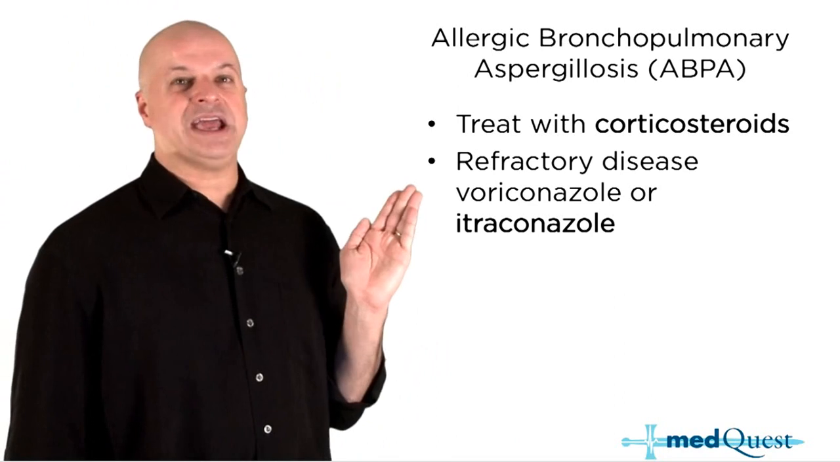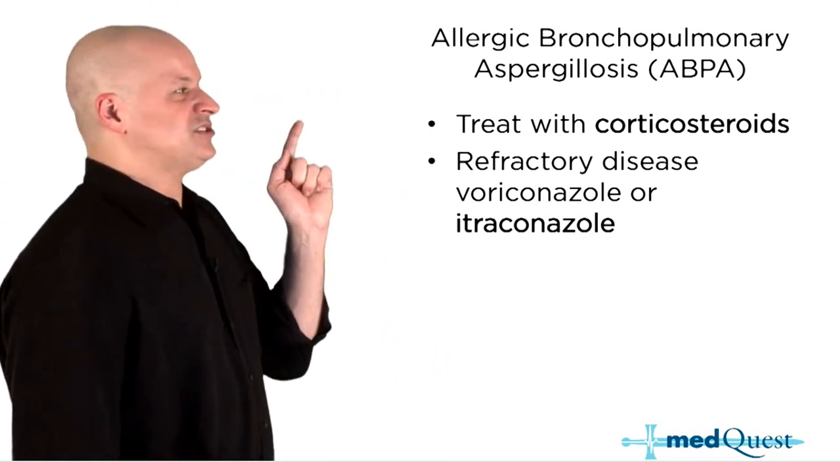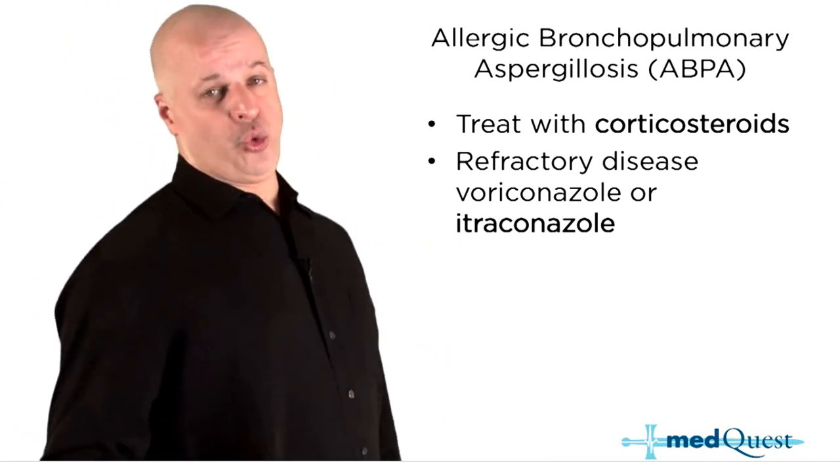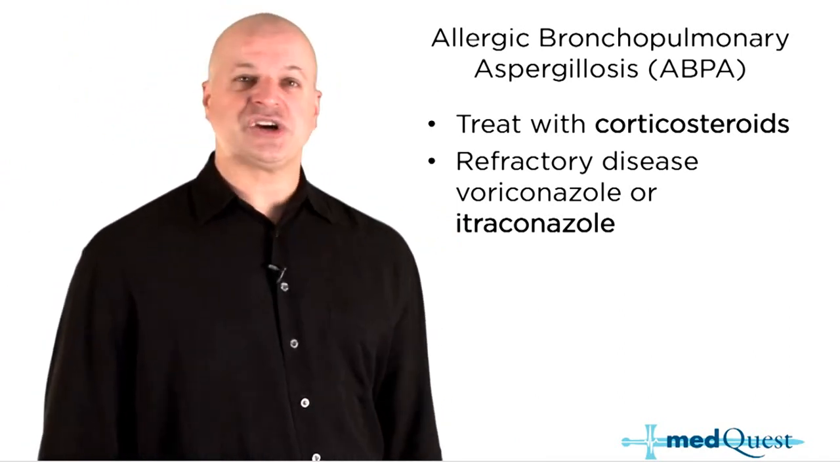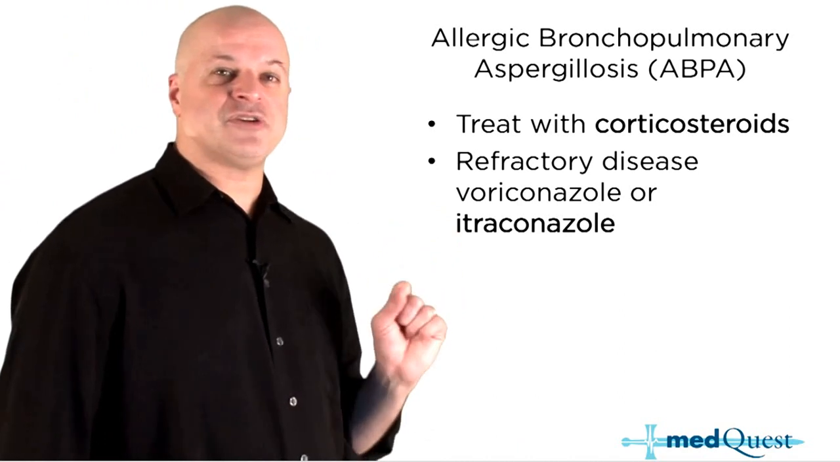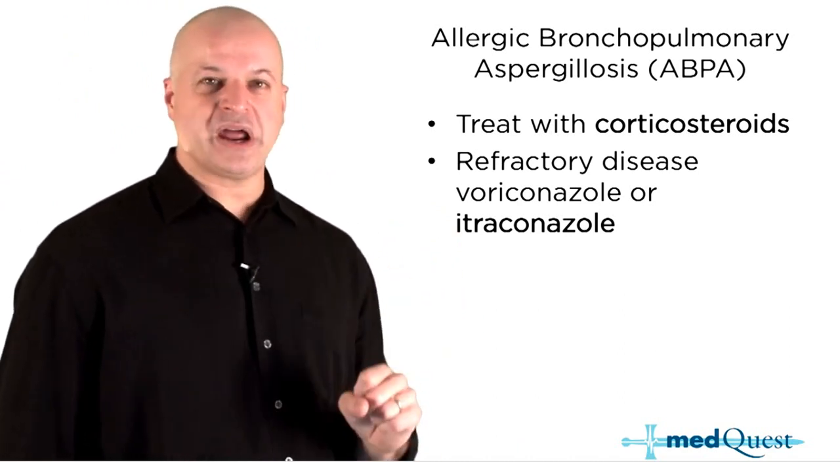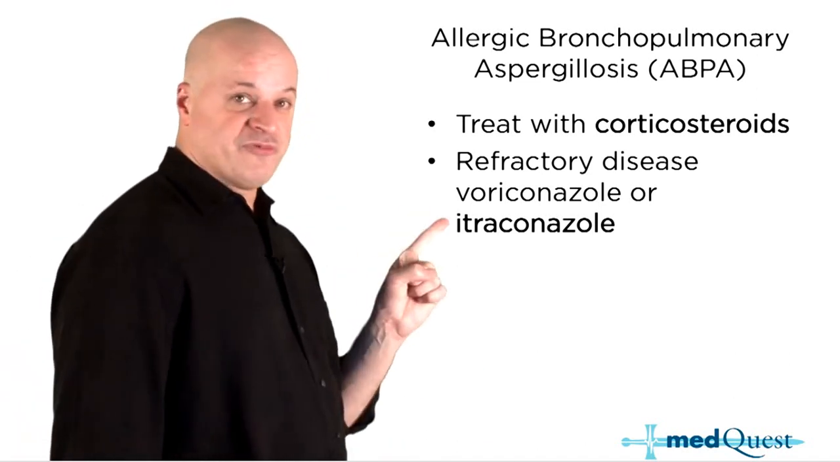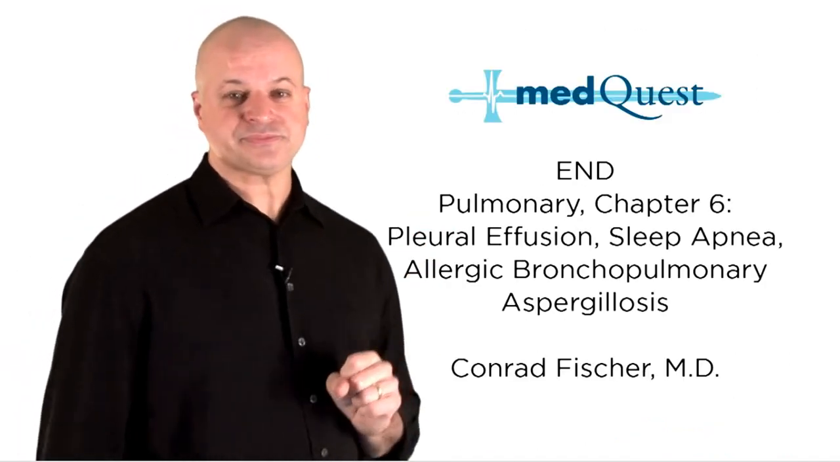When you bring them back in a week, 2 weeks, and it says interval history, the how you doing button, interval history: patient reports continued shortness of breath, continued cough, continued brown flecks of sputum, then voriconazole, itraconazole.